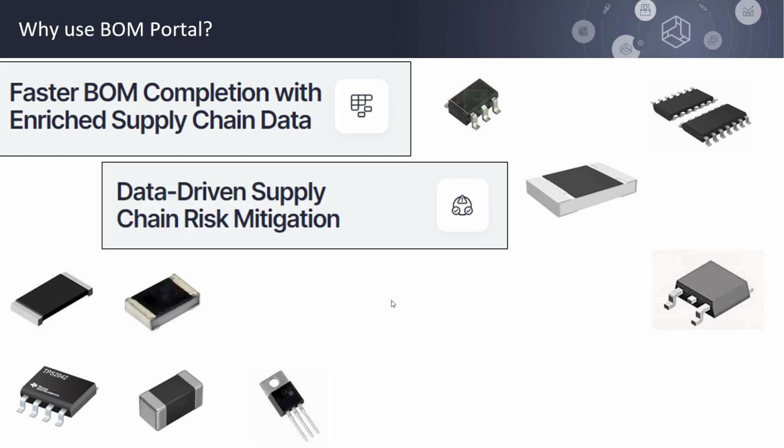Another reason is data-driven supply chain risk mitigation. BOM Portal ensures the stability of your supply chain and sustains your designs already in production. Any supply chain fluctuations can affect part availability and costs, as we all know. You will now always be one step ahead, as BOM Portal will proactively track your part supply chain and provide warnings and errors based on up-to-date supply chain information.